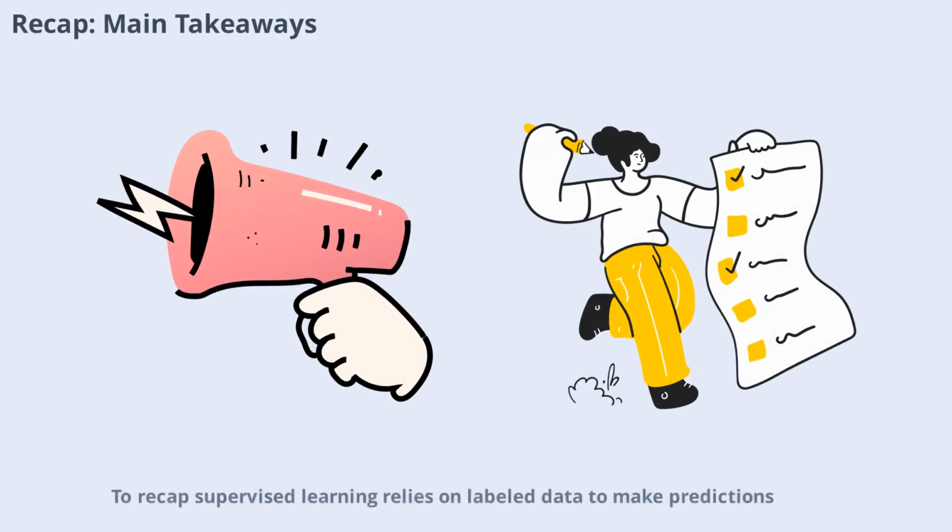To recap, supervised learning relies on labeled data to make predictions, while unsupervised learning finds patterns in unlabeled data. Each approach has its strengths, challenges, and ideal use cases. Understanding the differences helps you choose the right method for your data and goals.